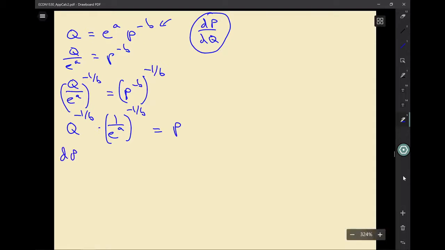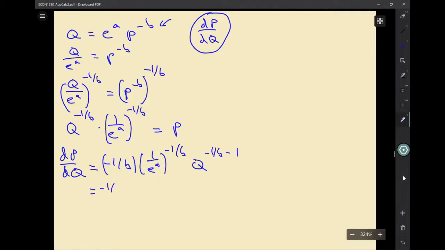So why don't we do that? We'll take the derivative of p with respect to q, and we end up with negative 1 over b times (1/e^a)^(-1/b) times q^((-1/b) - 1). And this looks super ugly, so let's see if we can simplify this and make it better.